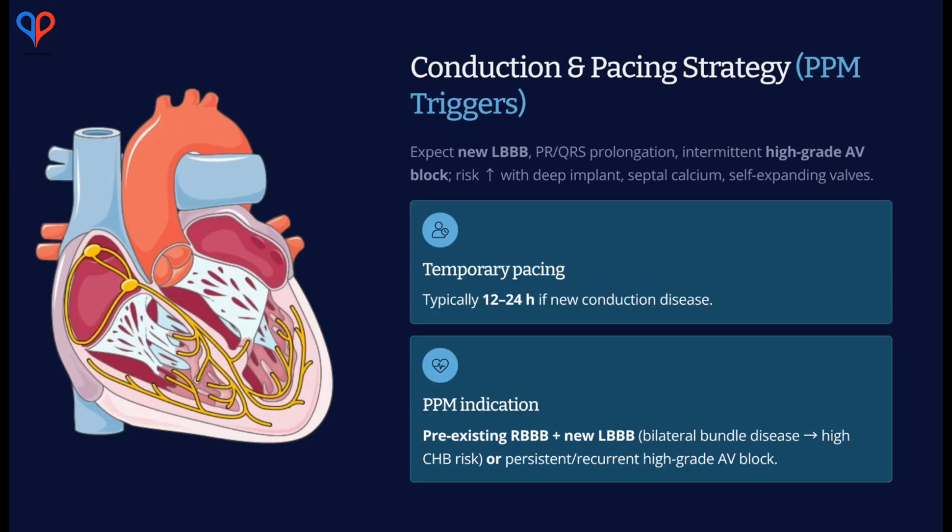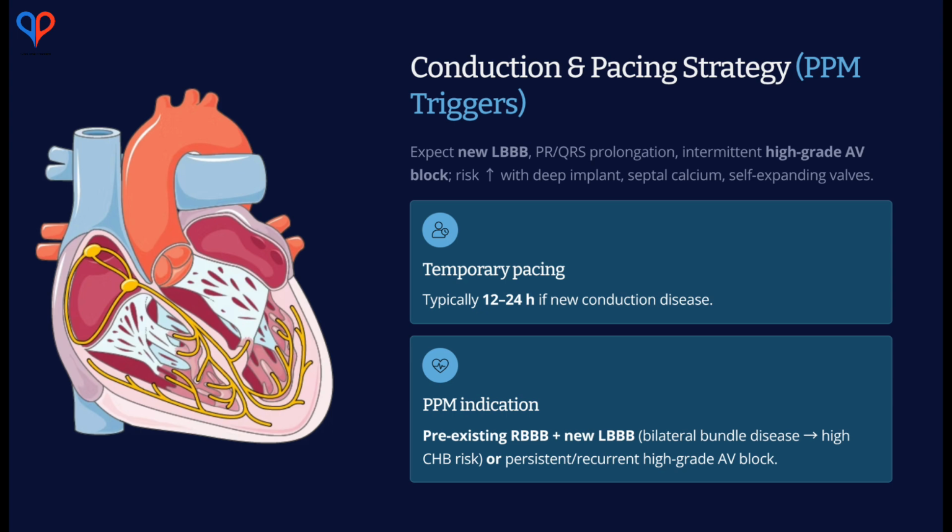Expect new left bundle branch blocks, PR and/or QRS prolongation, and intermittent high-grade AV block, particularly with deep implantation, bulky septal calcium, or certain self-expanding valves. Keep the temporary pacing wire for 12 to 24 hours if there's any new conduction disease.